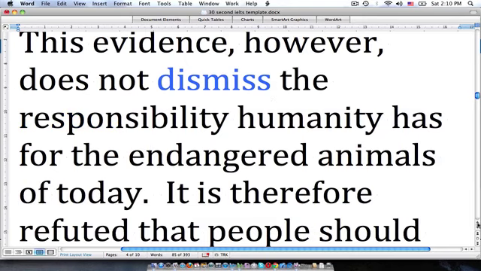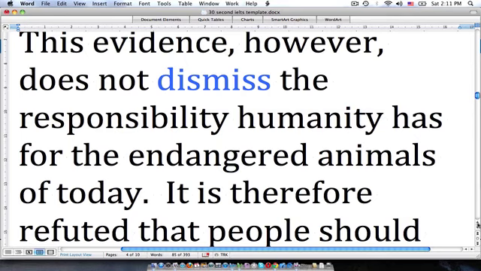So I hope that you've noticed that in the opening sentence we have stated that yes, it's true that in the past perhaps certain endangered species have gone extinct for natural reasons, because if you remember in the essay question it gave the example of dinosaurs.